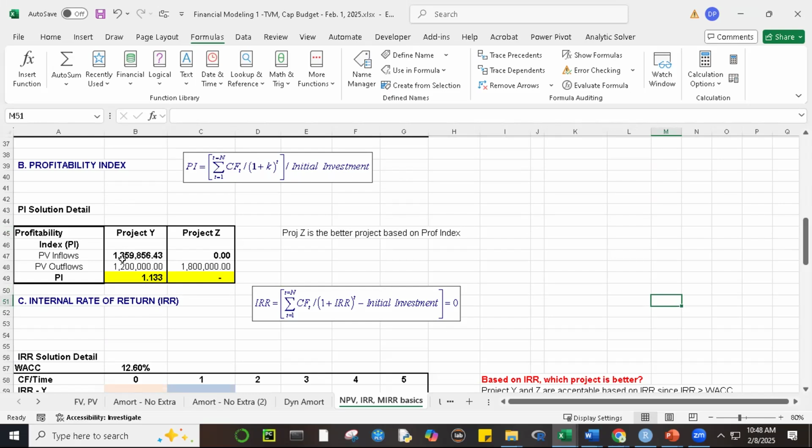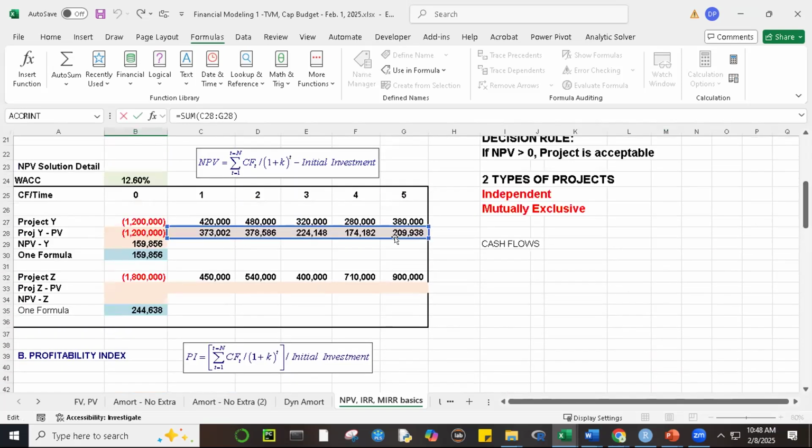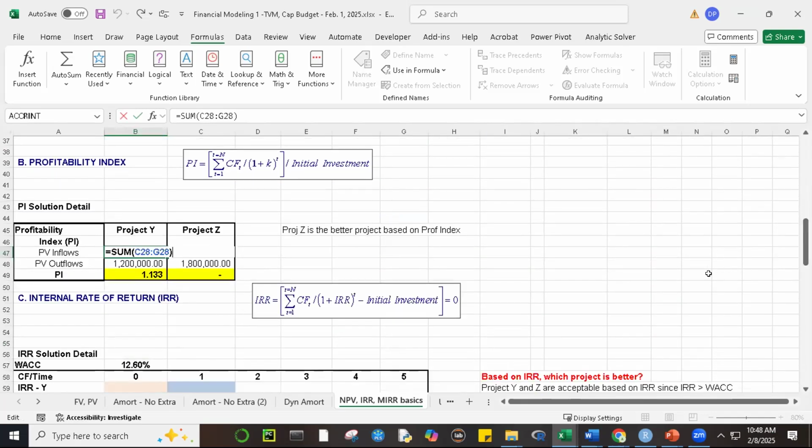Okay, so let's go here. The present value of your inflows for project Y is just summing up all these present values, right? All those present values, and then the present value of your outflow is 1.2 million. Okay, so in other words, you were able to generate 1.3 million using 1.2 million. So the profitability index will just be the quotient of the two. The present value of cash inflows generated divided by the present value of your cash outflow.